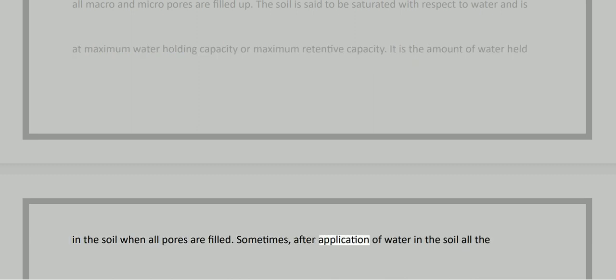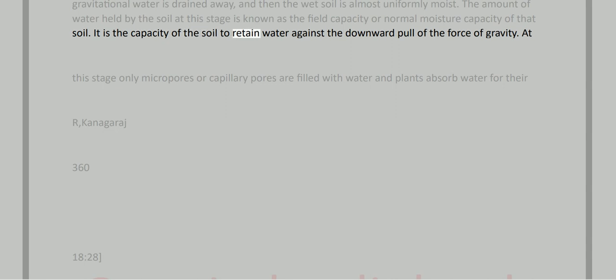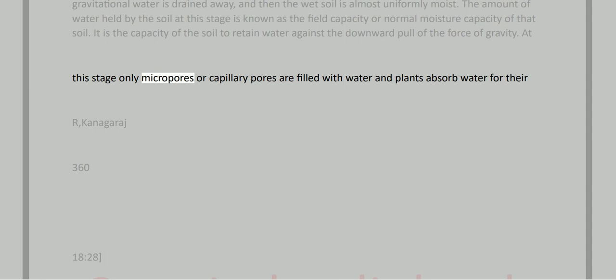Sometimes, after application of water in the soil, all the gravitational water is drained away, and then the wet soil is almost uniformly moist. The amount of water held by the soil at this stage is known as the field capacity or normal moisture capacity of that soil. It is the capacity of the soil to retain water against the downward pull of the force of gravity. At this stage only micropores or capillary pores are filled with water and plants absorb water for their use.